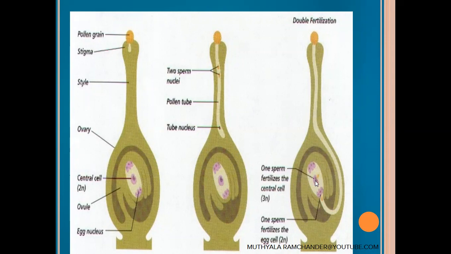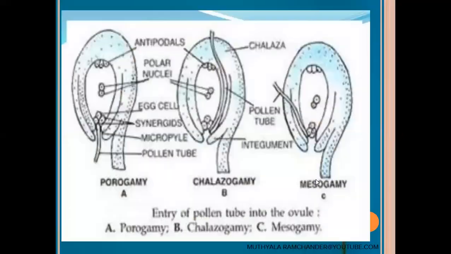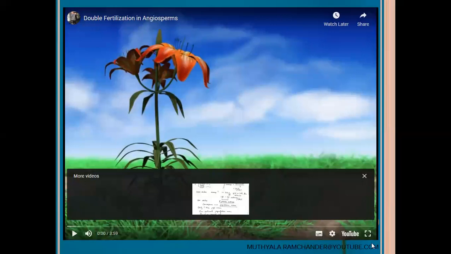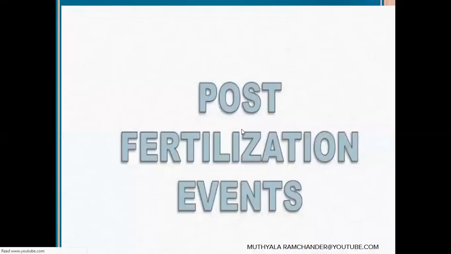Triple fusion means that in the secondary or central cell, two nuclei are present. These two nuclei, together with the male nucleus, the three nuclei, fuse to form PEN, the primary endosperm nucleus. So this process is also called triple fusion or double fertilization. It was identified by Nawaschin. Finally, the egg cell converts into the zygote.